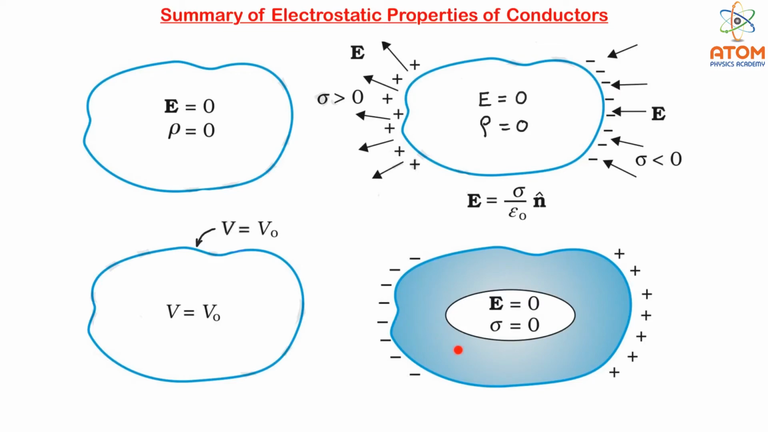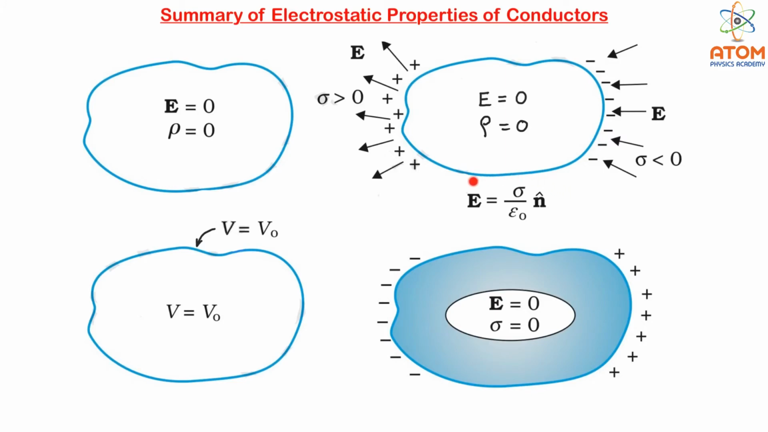In this fourth figure, we can see this is a conductor having a cavity, that means a hollow space inside, and there is some charge induced on the surface. Here there is positive charge, here there is negative charge. Still, the electric field inside the cavity is 0 and the surface charge density sigma is also 0. So anything kept inside this cavity will be protected from all the electric effects from outside. This is known as electrostatic shielding. So that was electrostatic shielding.